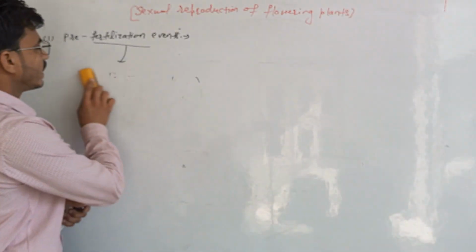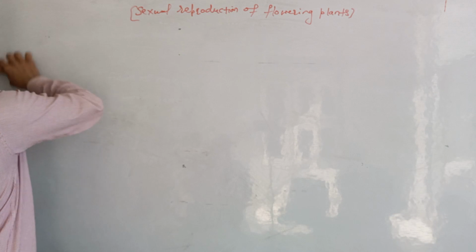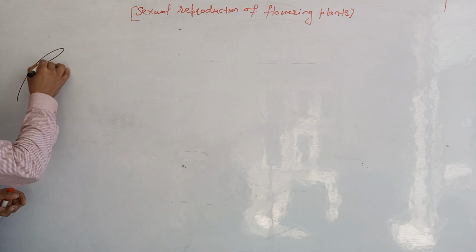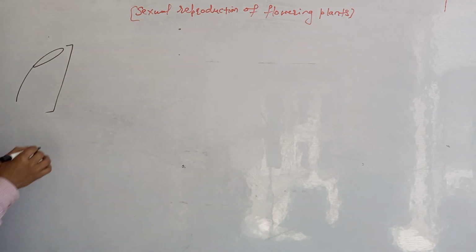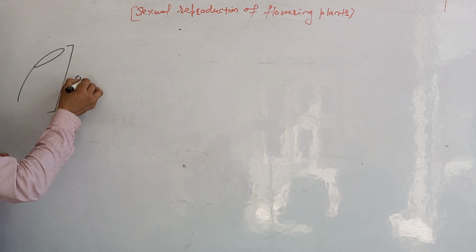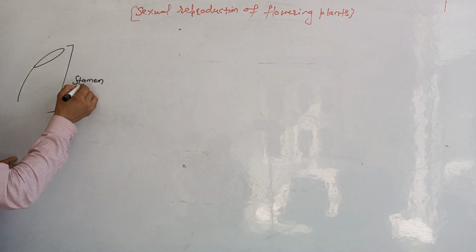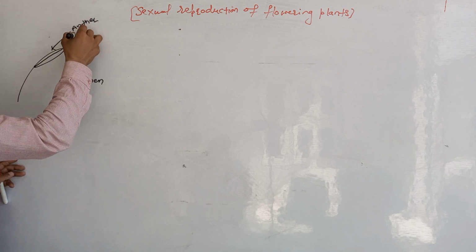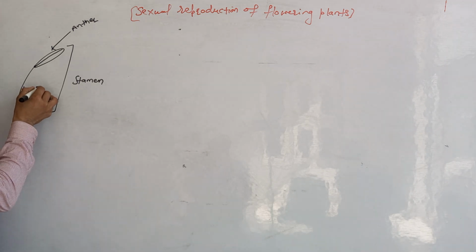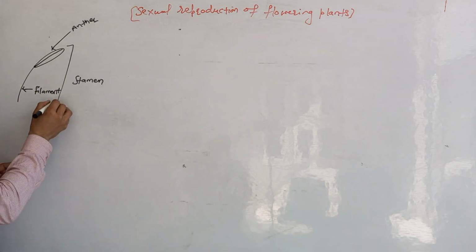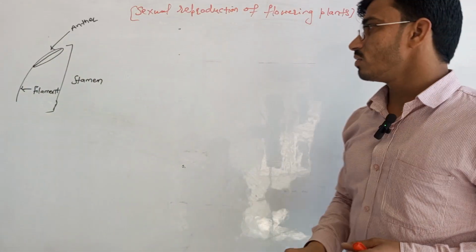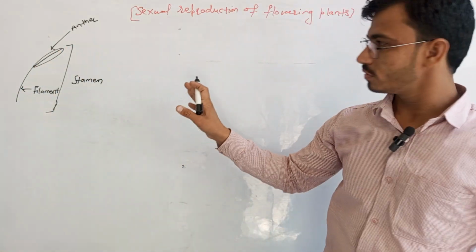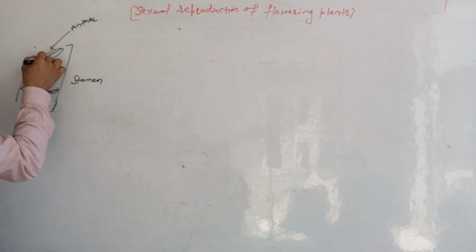So let us start with the microsporogenesis process in the male reproductive organ of the flower. As you already know about the structure of the anther, or we can say the complete stamen, the stamen consists of two structures. First, at the tip is the anther, and the stalk-like structure is the filament. The anther is the part of the stamen in which pollen grains are produced.